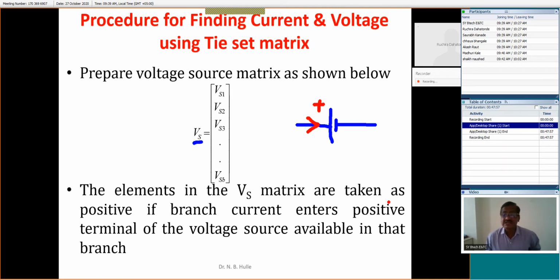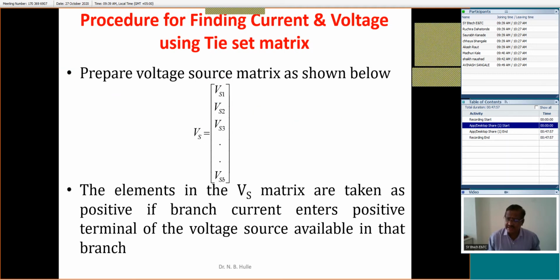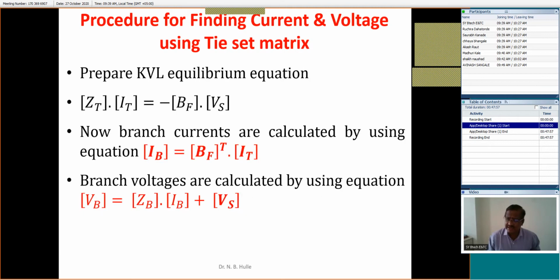The elements in the VS matrix are taken as positive if the branch current enters the positive terminal of the voltage source. If the current is entering the positive terminal, that entry will be taken as positive, otherwise that entry will be negative or 0. If it is entering into the negative terminal, the entry will be negative, and if that source is absent in that particular branch, its entry will be 0. That is the preparation of this source matrix. I will discuss it with an example.